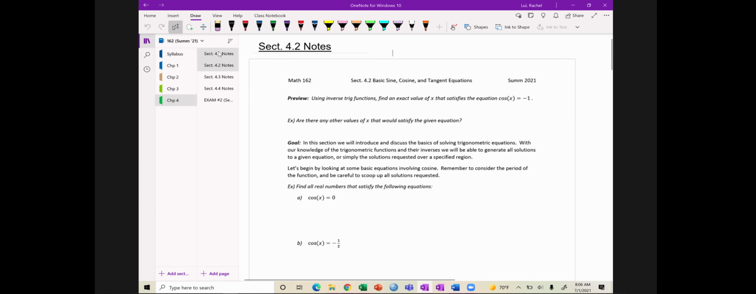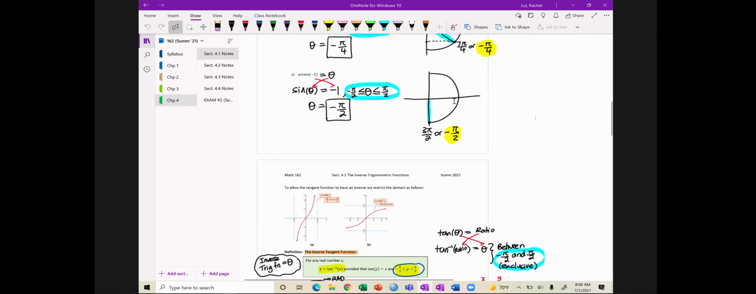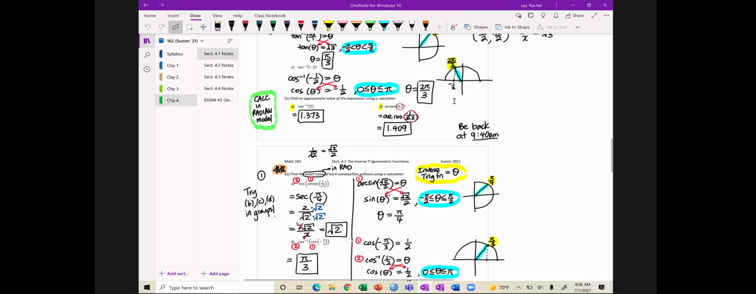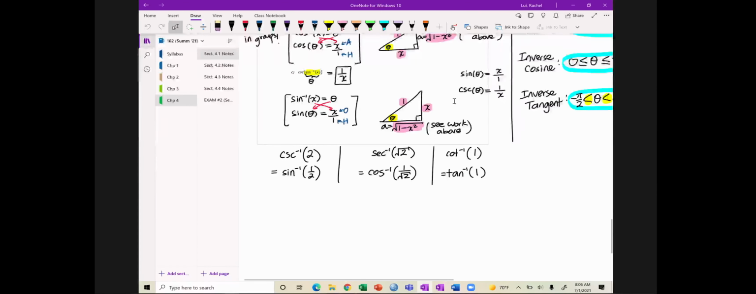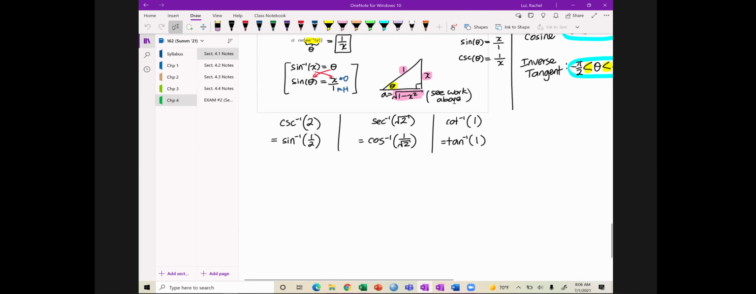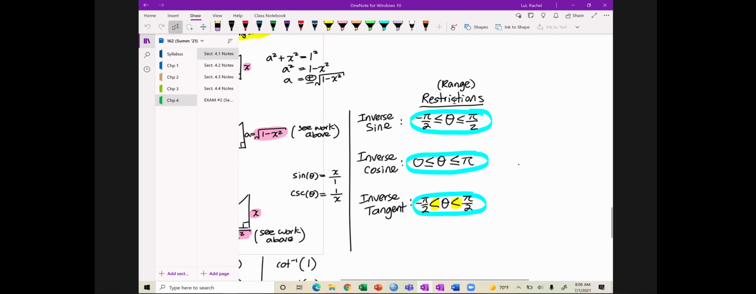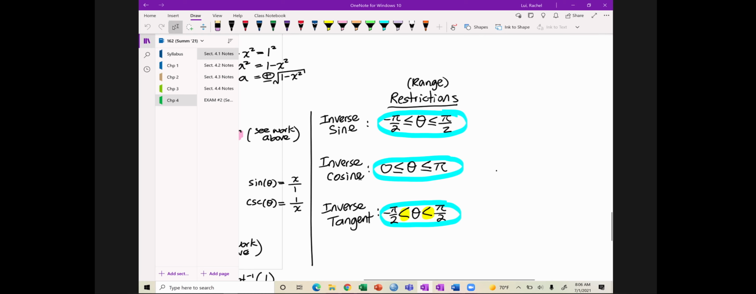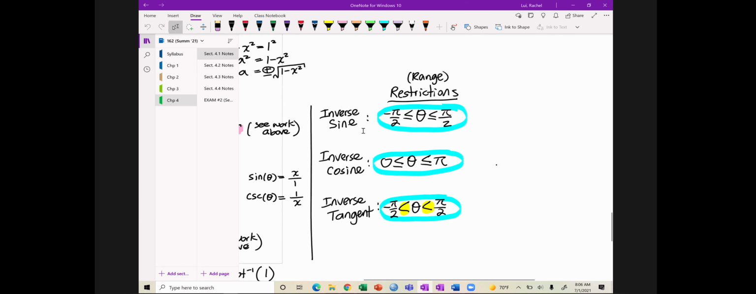So we finished section 4.1 yesterday. 4.1 covered inverse trigonometric functions. For inverse sine, inverse cosine, and inverse tangent, we have to switch the inputs and outputs and find the angle that satisfies both the equation and our restriction. We did some practice of that yesterday.